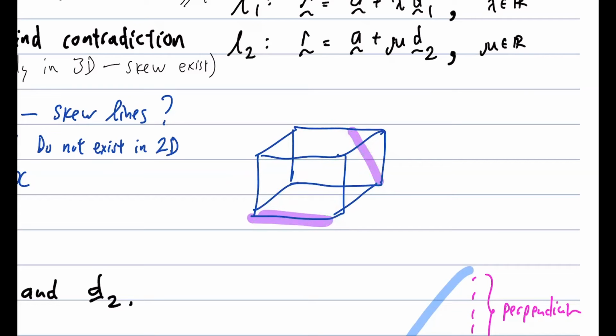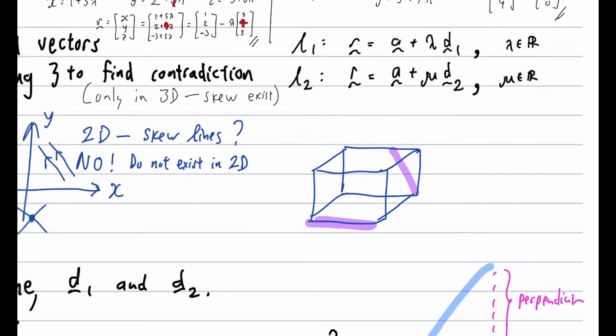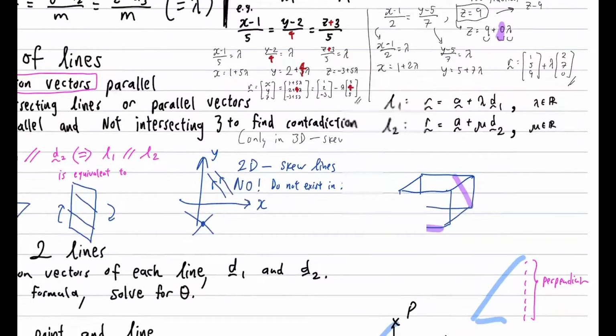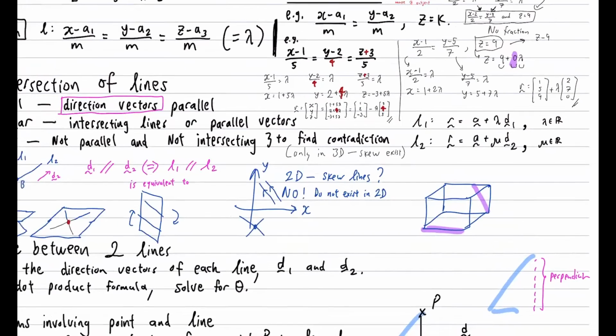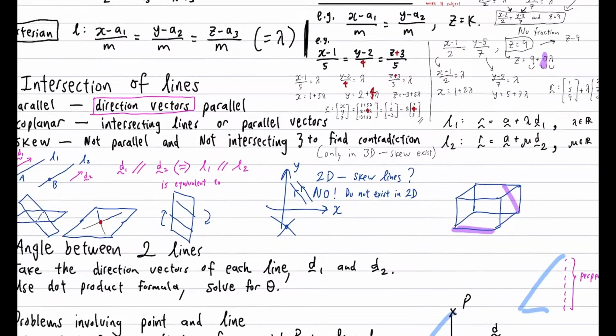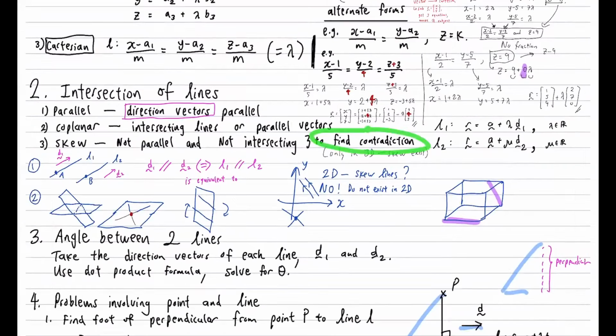Okay, can you visualize? But here, mathematically speaking, you need to prove that they're skew, right? The goal is to find a contradiction. You need to do a practice example, then you can show not parallel and not intersecting. Maybe it's a good time if I do an example.